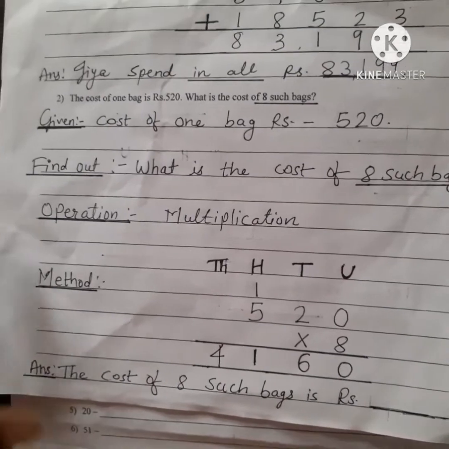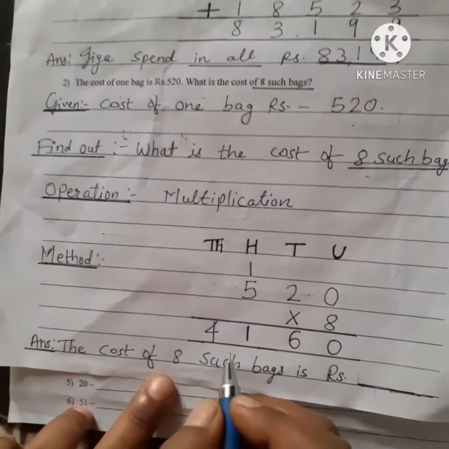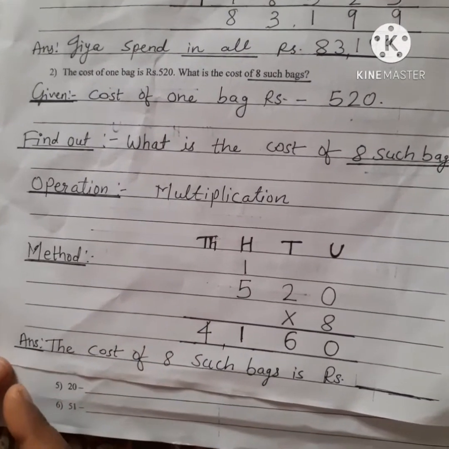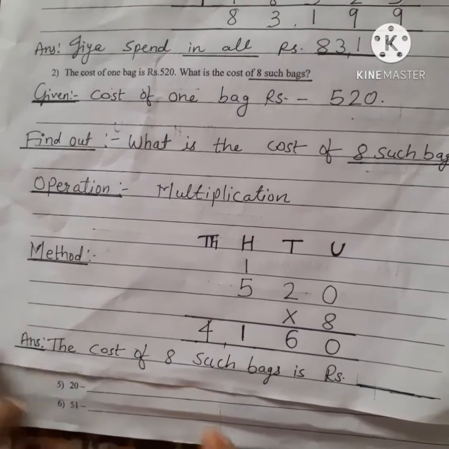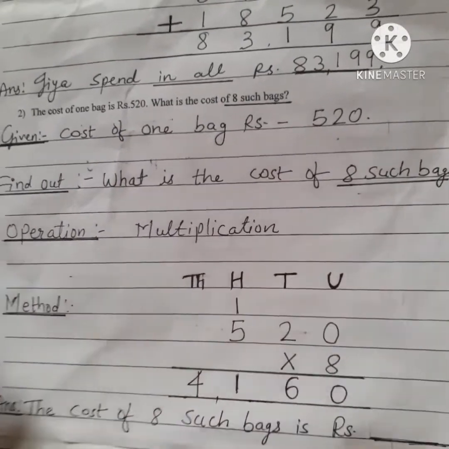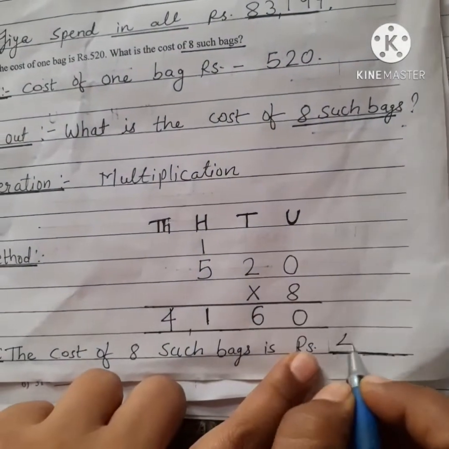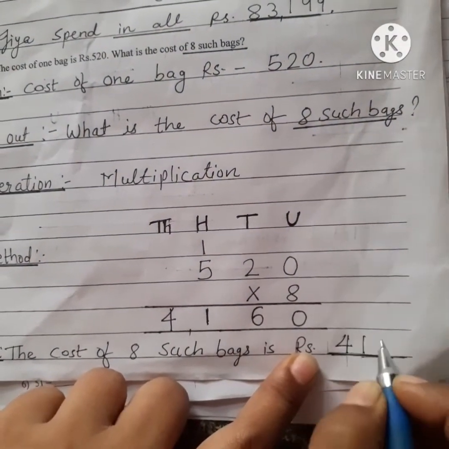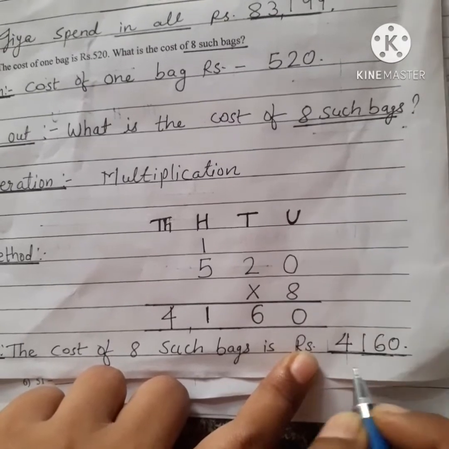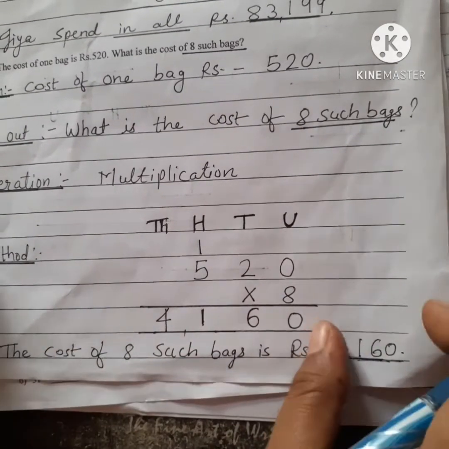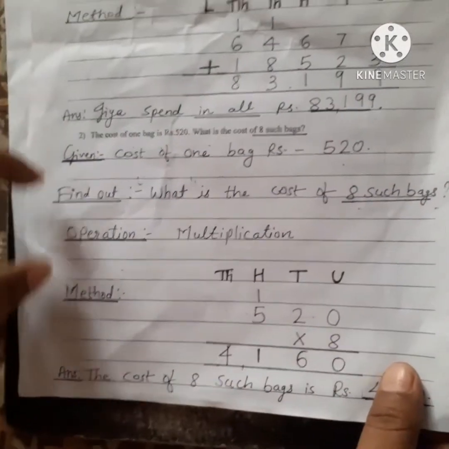So your answer is 4160. What will you write in the answer? The cost of 8 such bags is rupees 4160. Put a full stop, and after 3 numbers put a comma. Clear with question number first and second?